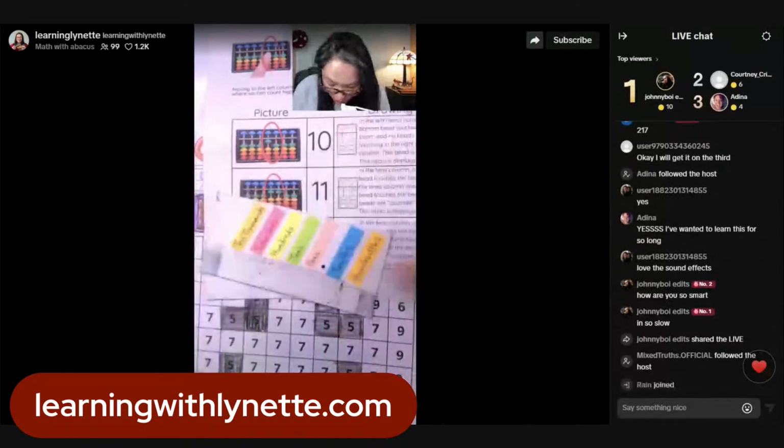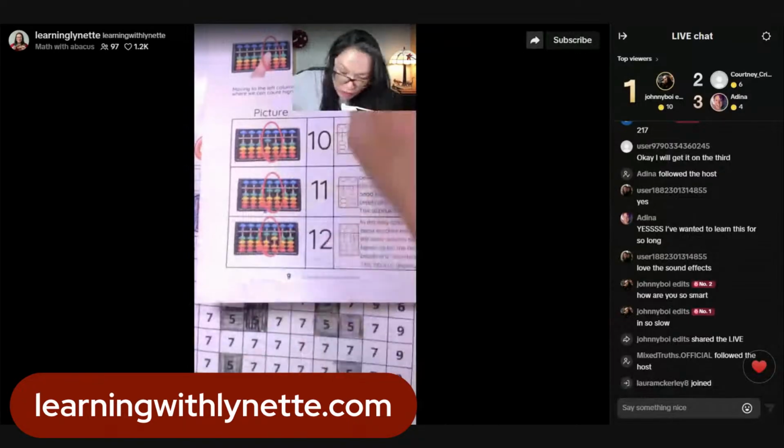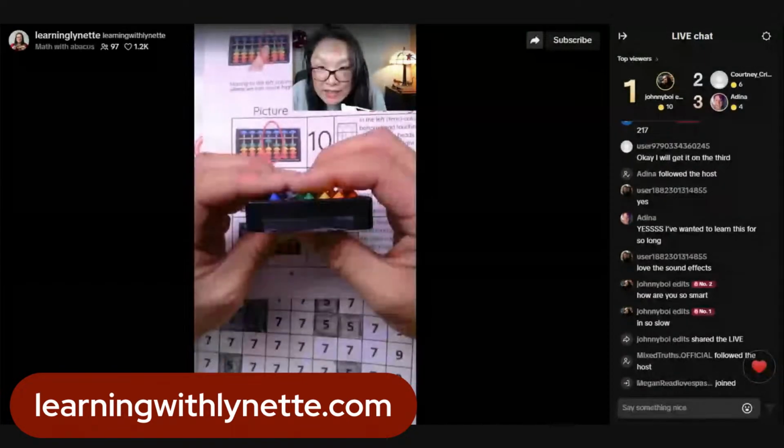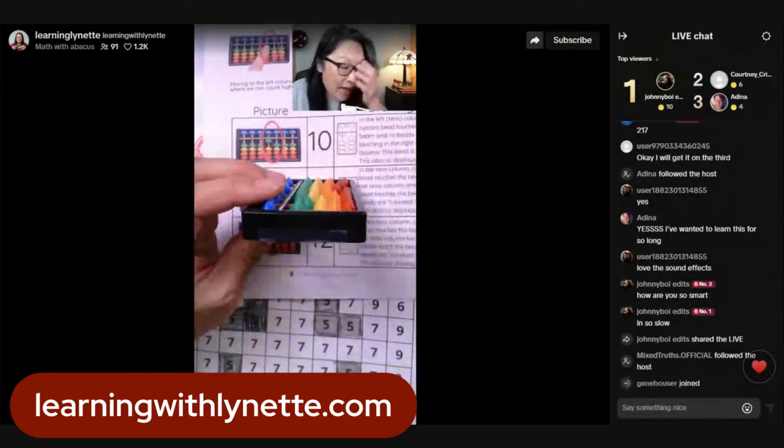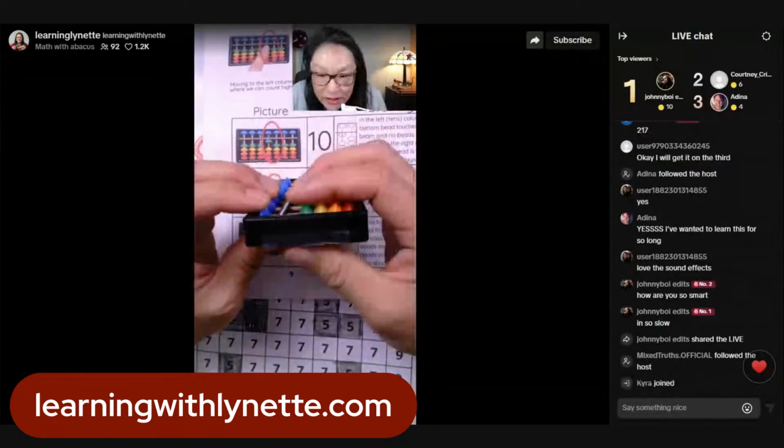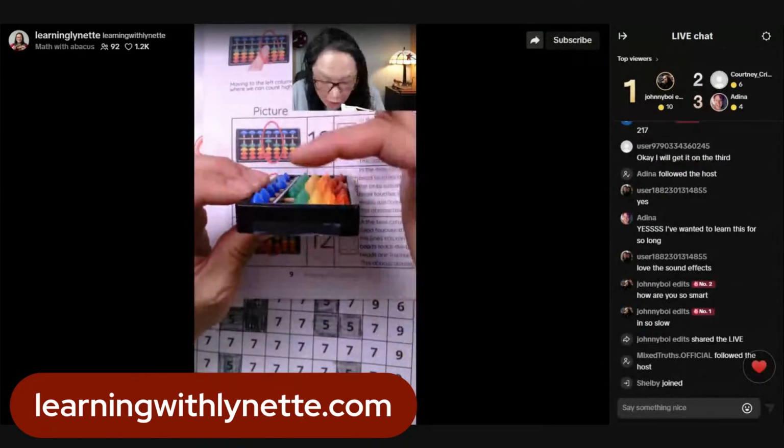And then if you notice, you will be able to utilize the beads because this is a standard size abacus. Because it's a standard size abacus, you'll know that it's easy to move. You just want to use the edge of the beads to move.